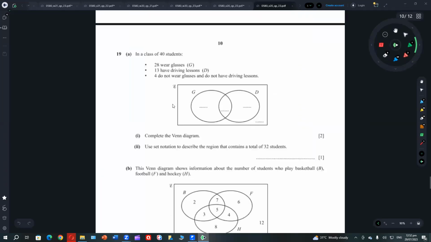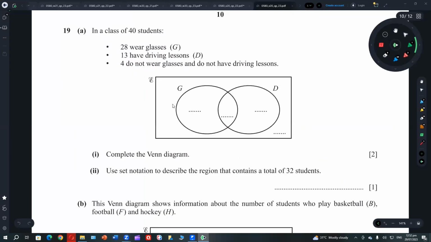In a class of 40 students, 28 wear glasses, 13 have driving lessons, and 4 do not wear glasses and do not have driving lessons. So it means 4 should be outside the circle, and 28 wear glasses, 13 have driving lessons. Then what should be common between them? That's the question.